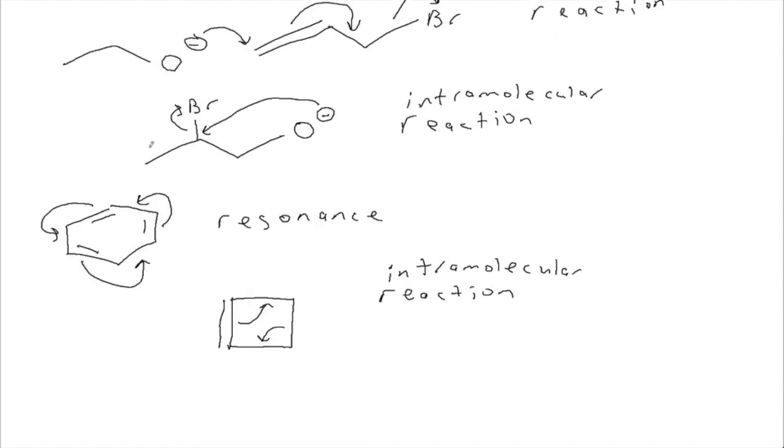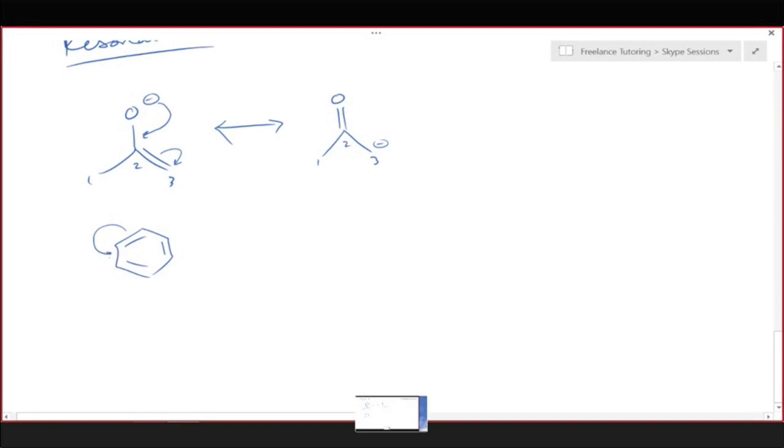So here was another resonance structure. Try drawing the other resonance structure based on these arrows. Okay, good, excellent.